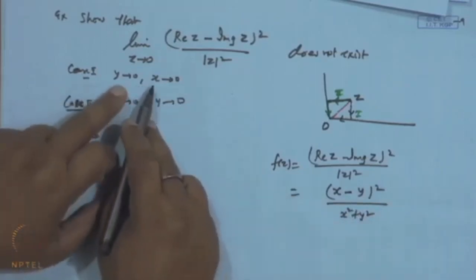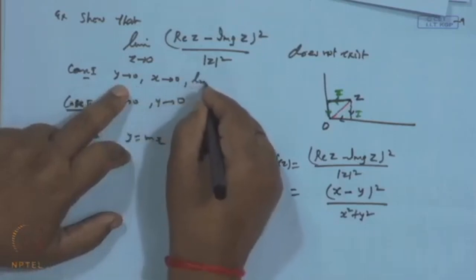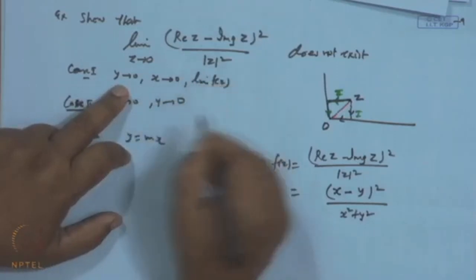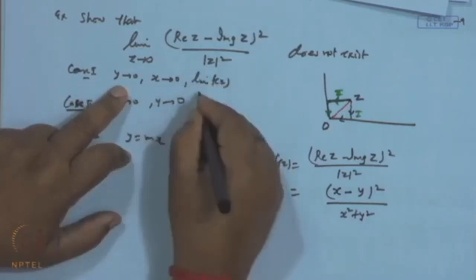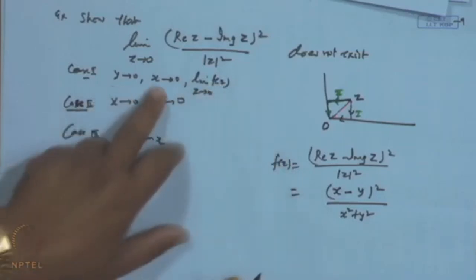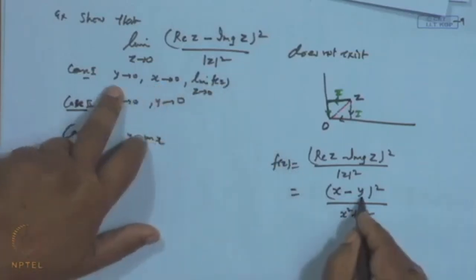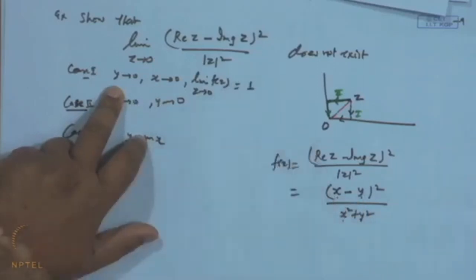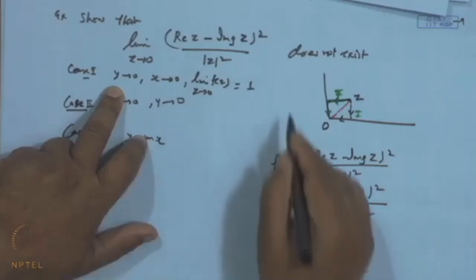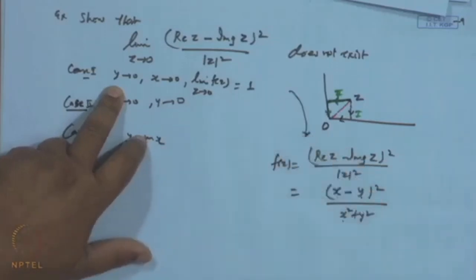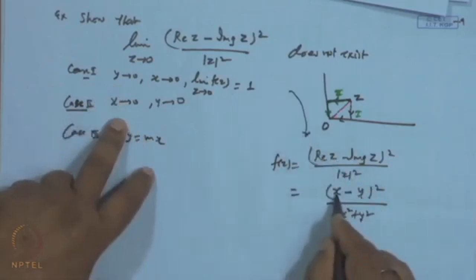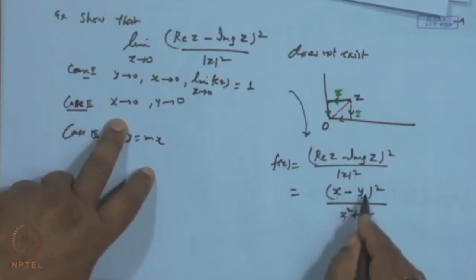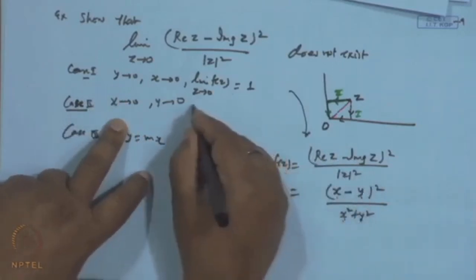So, in the first case, what is the limit of this function when z approaches 0? First, y tends to 0. When y is tending to 0, you get x square by x square, and the limit comes out to be 1. In the second case, when x is 0, again the limit comes out to be 1.